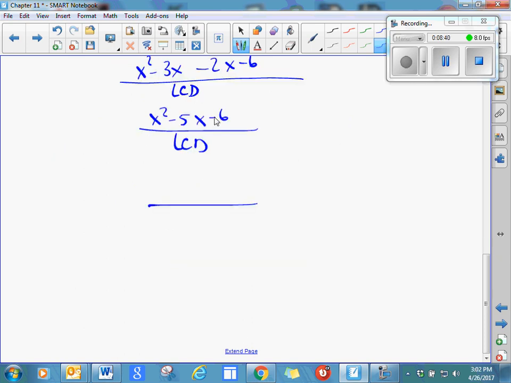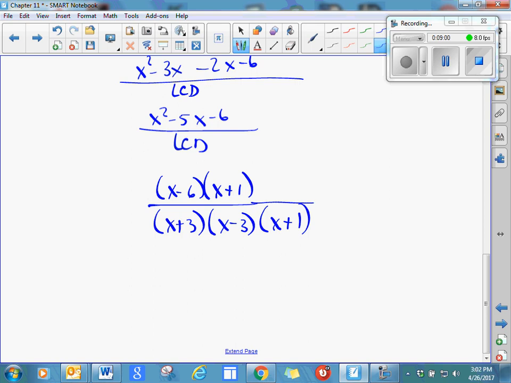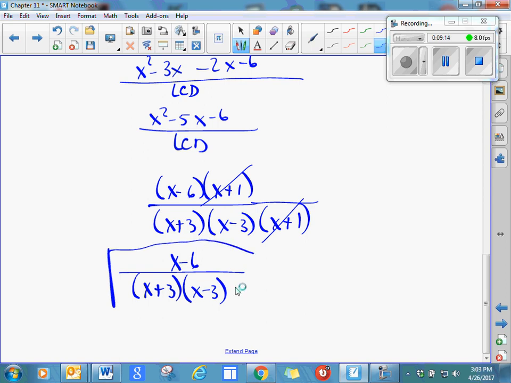Look for the factors, the 2 binomials that will factor, and it's x minus 6, x plus 1 all over the LCD, which is, I'm going to write it now, x plus 3, x minus 3, x plus 1. So now we do have a factor in common, and we can rewrite our answer. You do not have to double distribute this denominator, x plus 3, x minus 3. You can leave your answer like this.